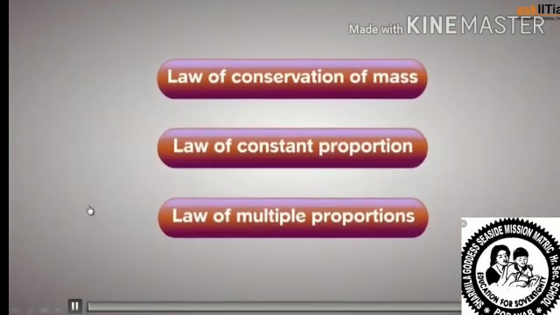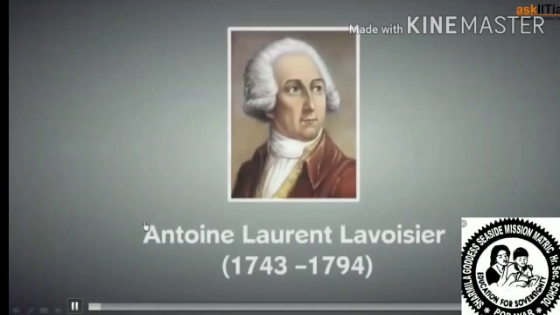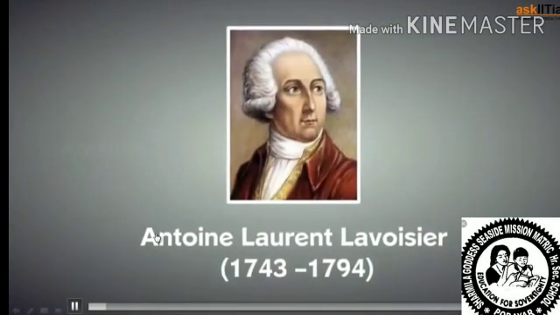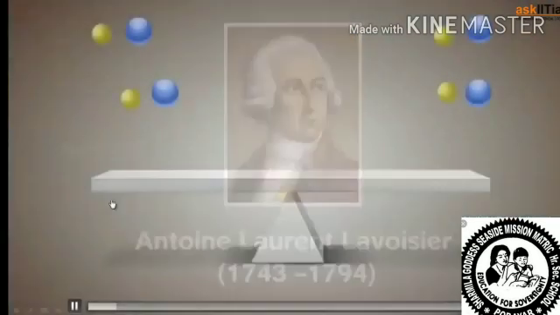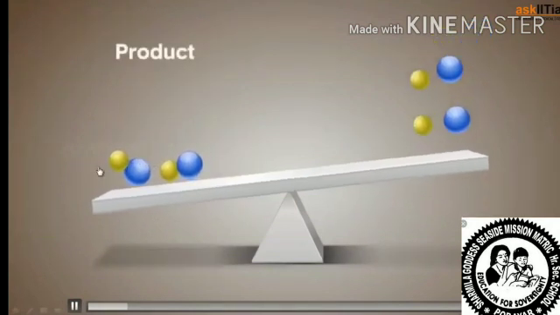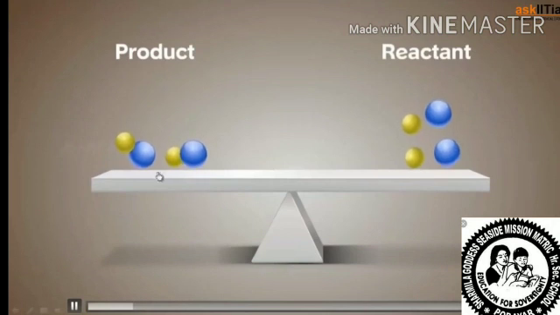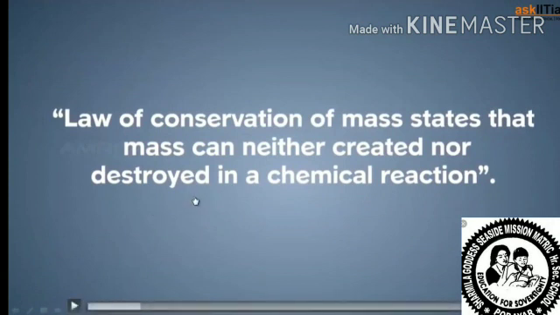So first, we are going to learn about the law of conservation of mass. This law is given by Antoine Laurent Lavoisier. It says that in a chemical reaction, the mass of the products is equal to the mass of the reactants which are involved. This law states that mass can neither be created nor destroyed in a chemical reaction. The total mass of the reactants equals the total mass of the products.